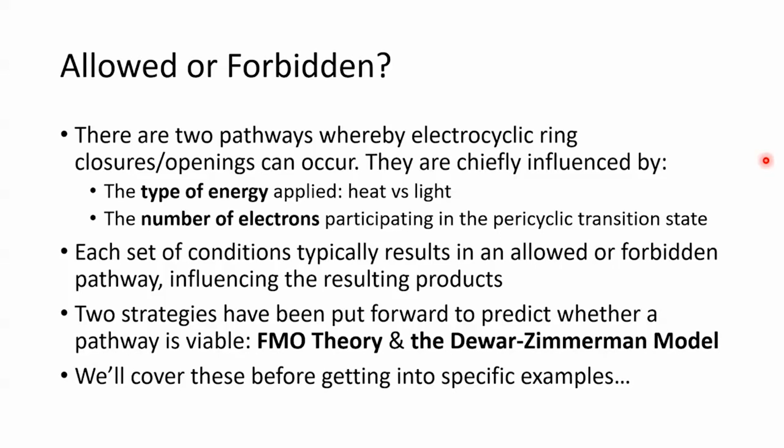Each combination of these conditions will typically result in either an allowed or a forbidden pathway, and these pathways often determine the stereochemistry of the products that you see. So because of this, it's important to know which pathways are allowed and which are forbidden. And there's two methods that have been put forward to do this: frontier molecular orbital theory as well as the Dewar-Zimmerman model. So we're going to cover both of these before we start getting into specific examples.